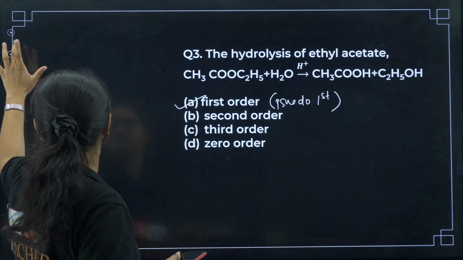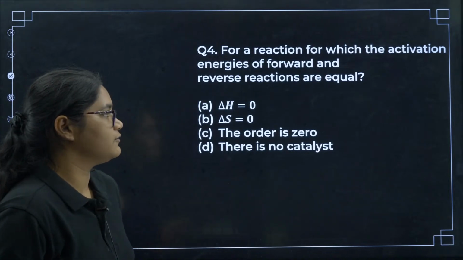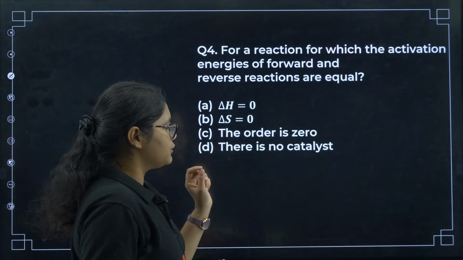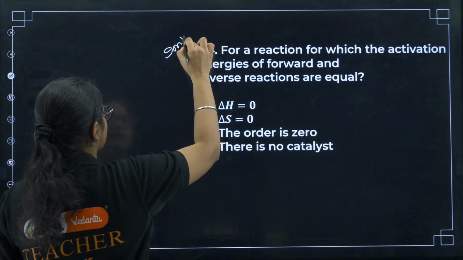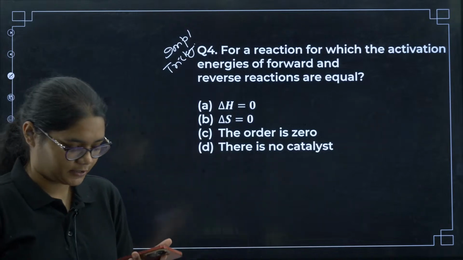Let's move to the next question now. For a reaction for which the activation energy of forward and reverse reactions are equal, delta H is equal to 0, delta S is equal to 0, order is 0, there is no catalyst. I can say this is a very important plus tricky question. Let me see who is able to answer this question.